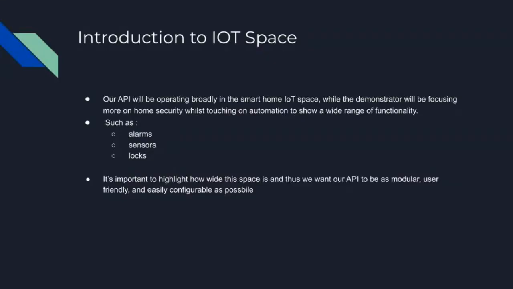Our API will be operating in the smart home and automation IoT space, whilst the demonstrator will be focusing in on a smaller subset of this, home security, whilst touching on automation, and this is to show the wide range of functionality that our app covers, as in the demonstrator it will be interfacing with alarms, sensors and locks. But it's important to highlight how wide the space is, and that's why we wanted to make our API as modular, user-friendly and easily configurable as possible.